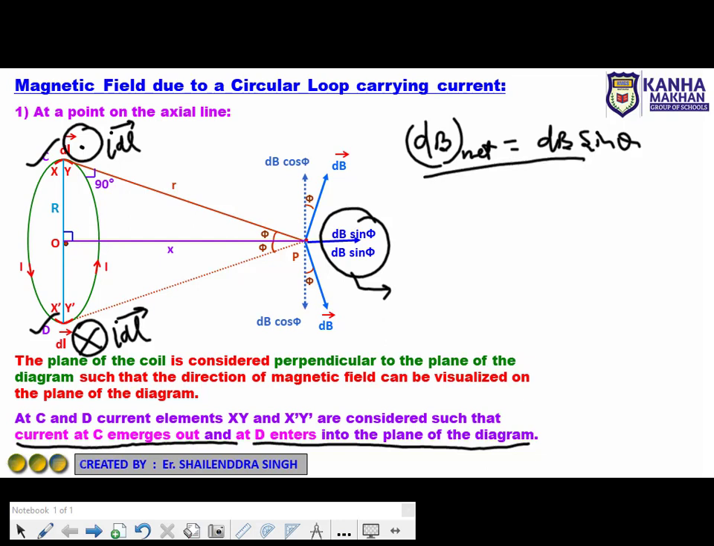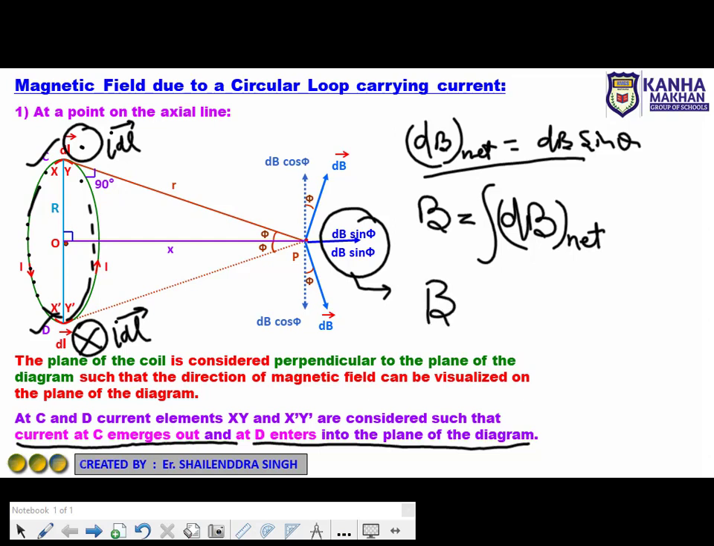You know very well, a number of dl elements will be situated on the surface of the loop. Therefore, we will obtain the net magnetic field B, which is the integration of all the small magnetic fields along the x axis, known as dB net. So, finally, capital B becomes the integration of all the small dB sin theta, integrating from the lower limit to the higher limit of the given condition.